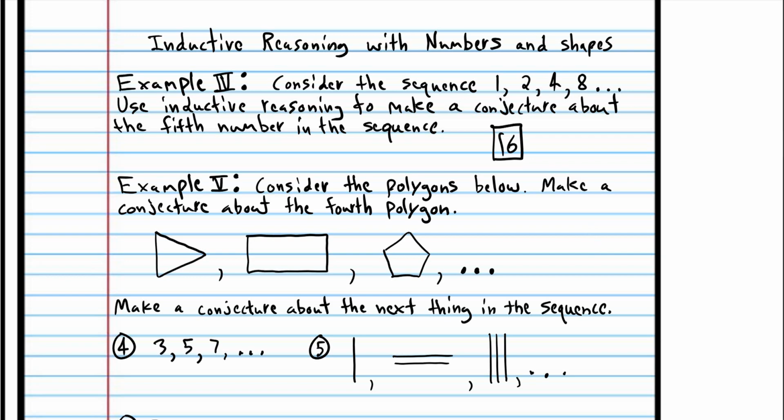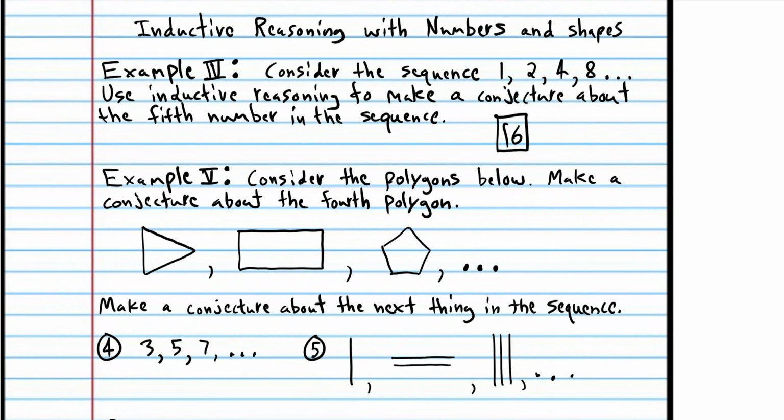That's the conjecture. My conjecture is that 16 is the next number, and I base that on a pattern. That's inductive reasoning with numbers. So anyway, good job if you got 16. Now see if you can do example 5. Consider the polygons below, make a conjecture about the 4th polygon. So try to find a pattern there and see if you can figure out what the next one's going to be. Pause the video. When you come back, we'll do it together.